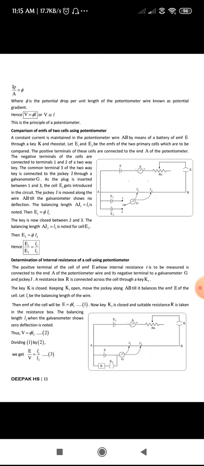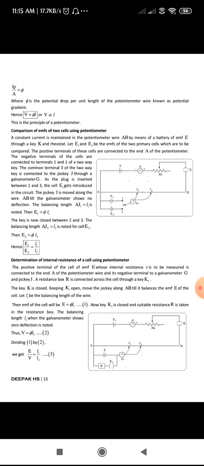As the plug is inserted between 1 and 3, the cell E1 gets introduced in the circuit. The jockey is moved along the wire AB till the galvanometer reads zero deflection or no deflection. The balancing length AJ1 is equal to L1. Then E1 is equal to phi L1.